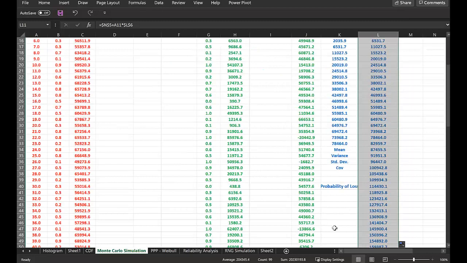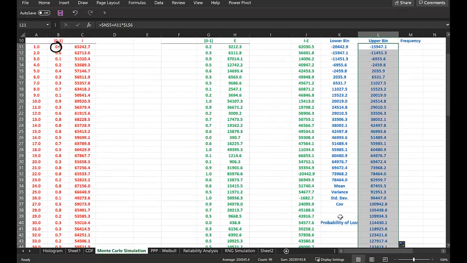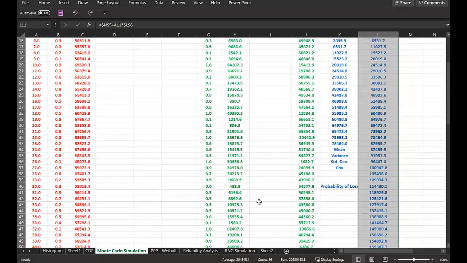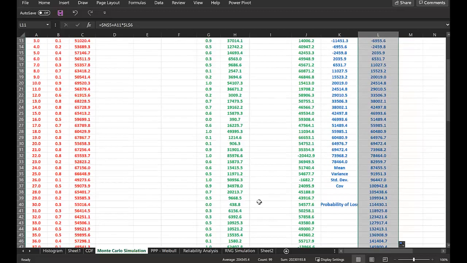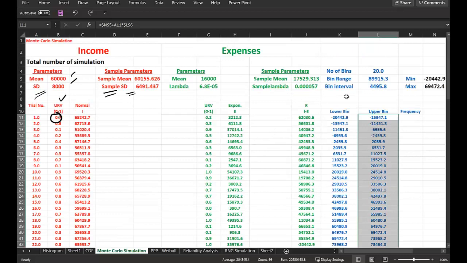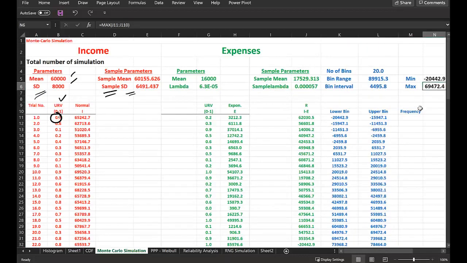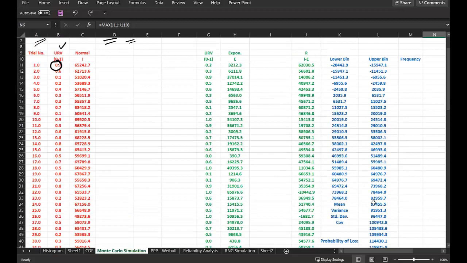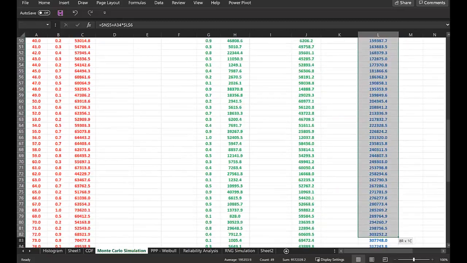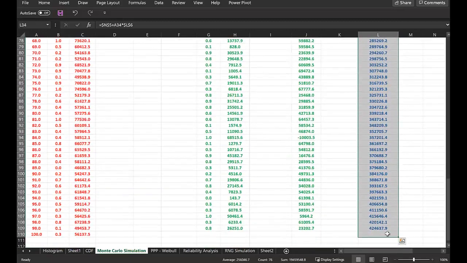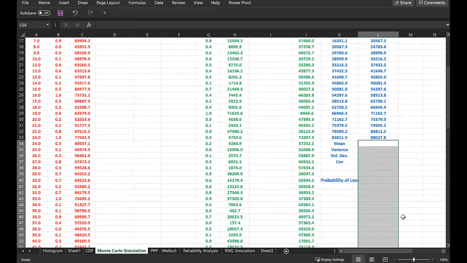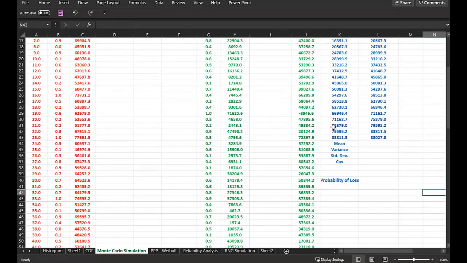We don't have to go into so much. We can go up to the maximum. So what is the maximum value? Around 69,000. If I go up to here, that is fine. There is no need to go beyond this value. We can go up to here, this should be fine.